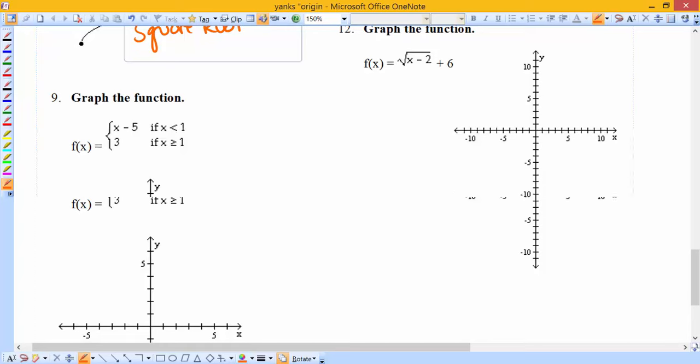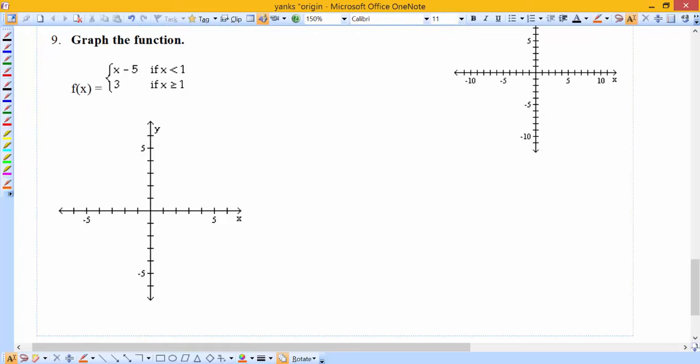Number 9, graphing a piecewise function. So my first graph I'm going to do in orange, and I'm going to graph y equals x minus 5. So I'm going to go -5. Another way you guys can do this, and it might help you for those of you who are struggling with piecewise functions, you can make a table. And since it says x has to be less than 1, I start with 1, 0, -1. That's enough. You could use -2 if you wanted to.